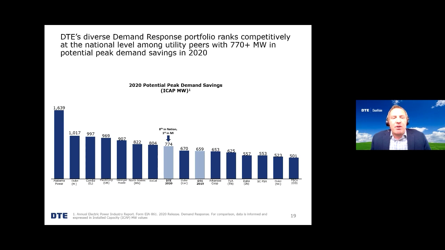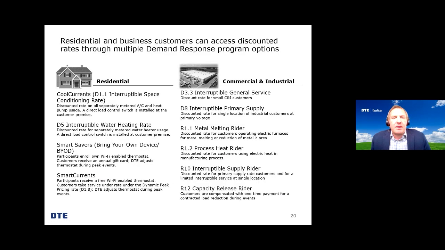So what demand response programs make up DTE's portfolio? Like I said previously, DTE has a robust portfolio of demand response programs that customers of every size can participate in. Cool Current, commonly referred to as interruptible air conditioning or IAC, is a program for residential and commercial customers. In this program, customers receive a discounted rate for all air conditioning or heat pump usage in exchange for a direct load control being installed on the customer's home. The direct load control allows DTE to cycle the air conditioner or heat pump unit in 15-minute increments during DR events.